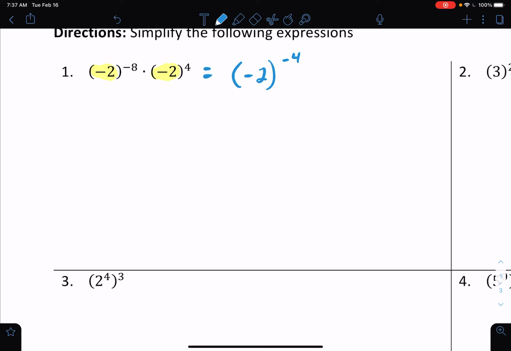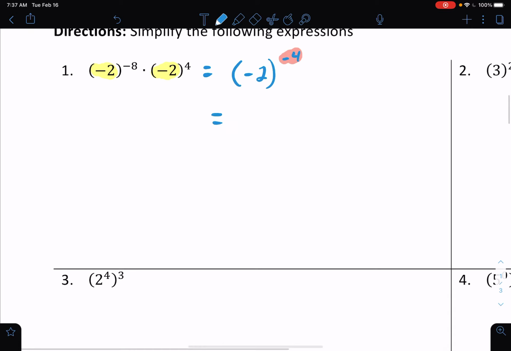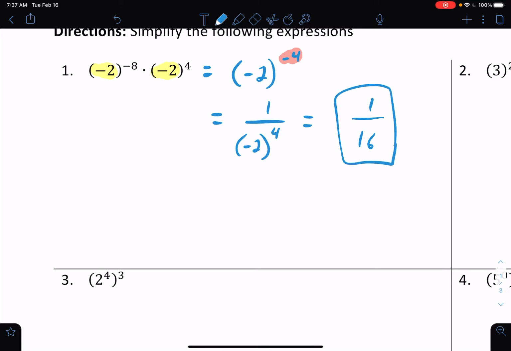Now at this step, I am not done. I'm not done because I see that I've got a negative exponent. That's no good. So I need to throw this whole thing onto the denominator. Base stays the same as -2, but the exponent is going to become positive. All right, so I get 1 over -2 raised to the 4th. And if I simplify that, that's going to be 1 over -2 times -2 times -2 times -2, which is 16. So 1/16.